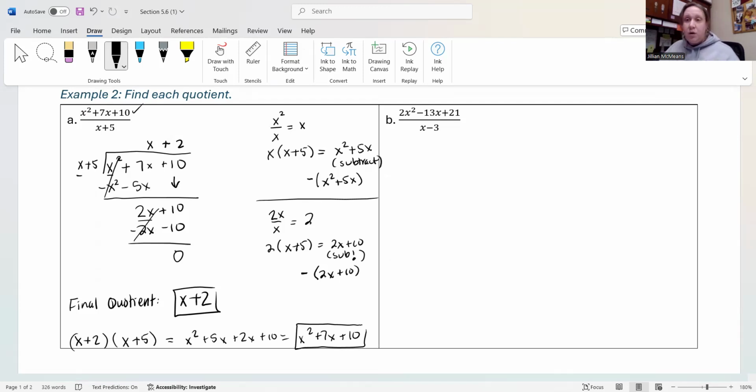So remember, our final quotient here would just be x plus 2. So we would say x plus 5 goes into x squared plus 7x plus 10, x plus 2 times. Let's try the next example.